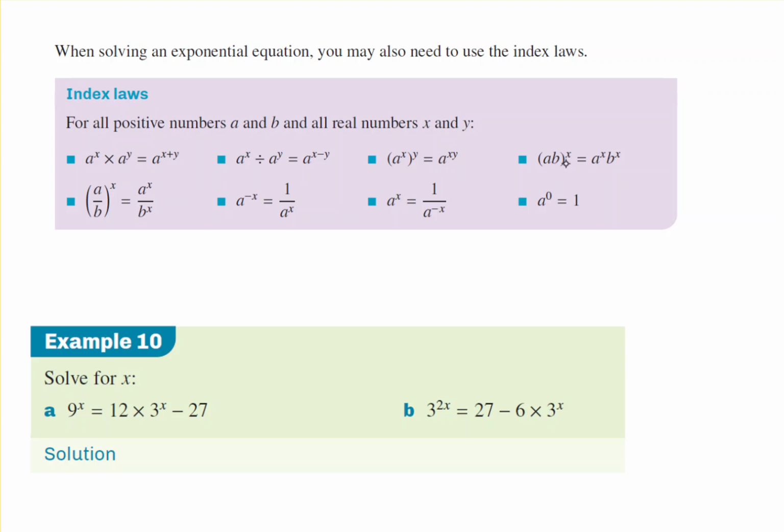Power to a power, multiply. If you've got a bracket raised to a power, both terms are raised to that index: a to the x, b to the x. When divided and raised to a power, both terms get raised to that power. A to the minus x just means 1 over a to the x. If you do 1 over a to the minus x, you get a to the x, and anything to the power of 0 is 1.